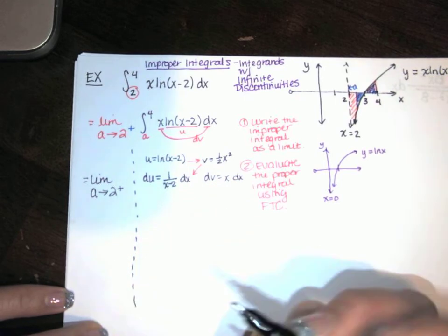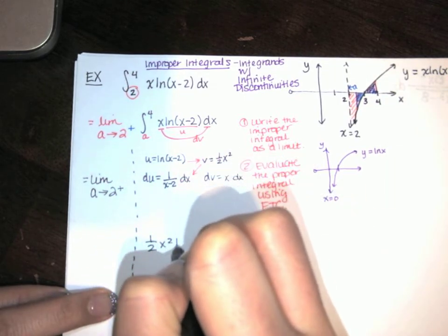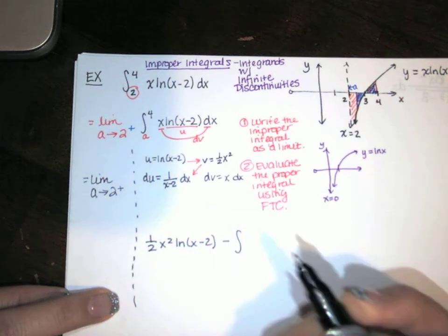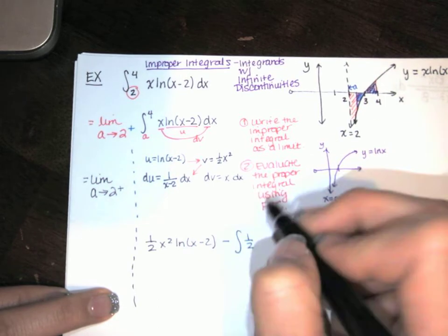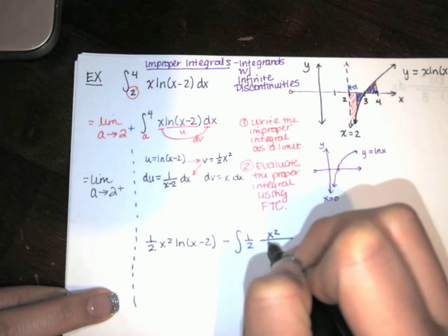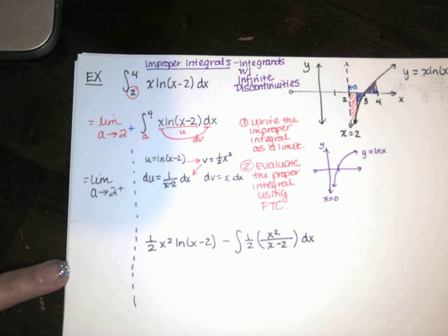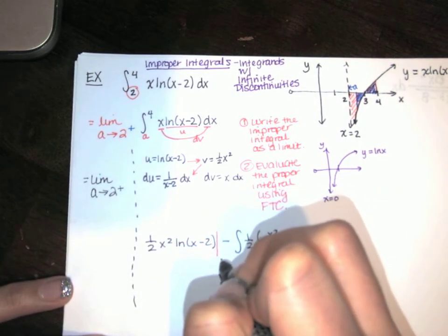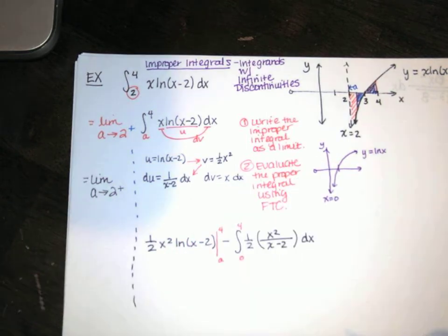So, still got more work to do over here. I have uv minus the integral of v times du. I put that x squared in the numerator here. And we have to evaluate this from a to 4, and we also have to evaluate this from a to 4, once we decide how to handle this.